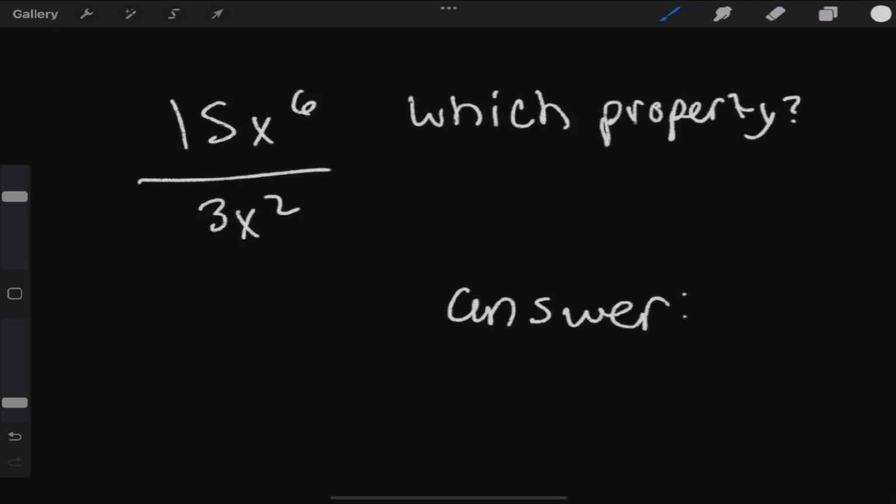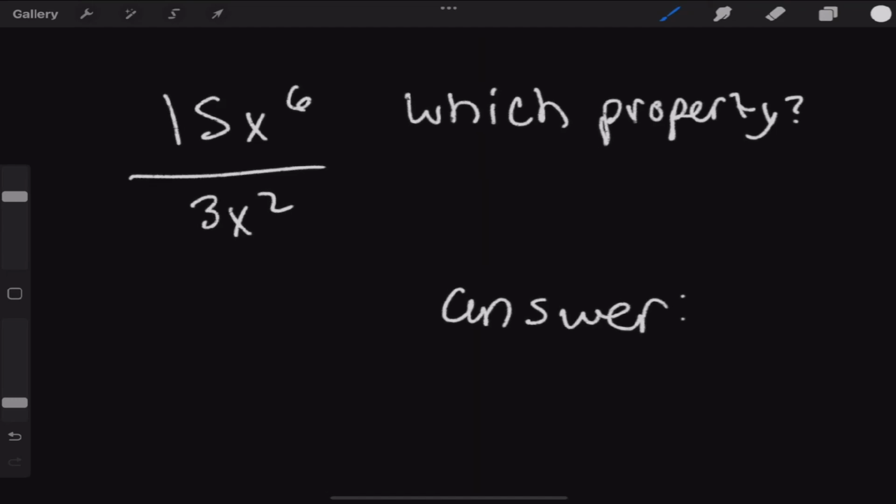It is saying 15x to the 6th over 3x to the 2nd. Now, if you want to pause this and answer which property it is and then actually solve it, you can, because I'm about to solve this, and if you want some practice, you can solve it before I give you the answer. Basically, this property is the division rule. So let's write that here, division rule.